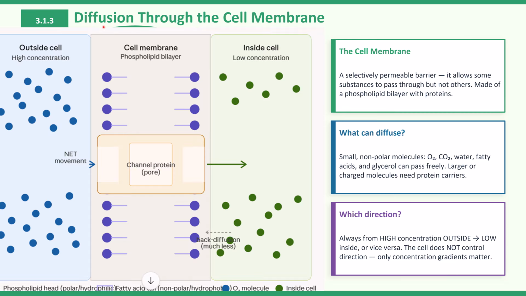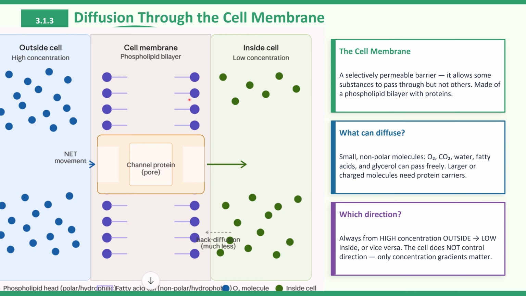So what can pass through? What gets a VIP pass to diffuse freely? Small non-polar molecules are the ones that have it easy. This includes essential gases like oxygen, carbon dioxide, as well as water, fatty acids, and glycerol.